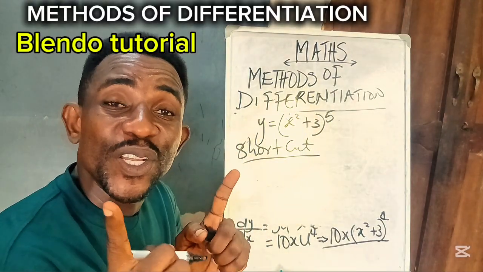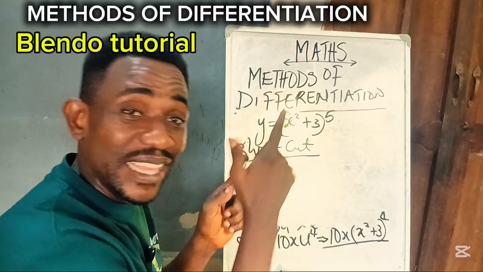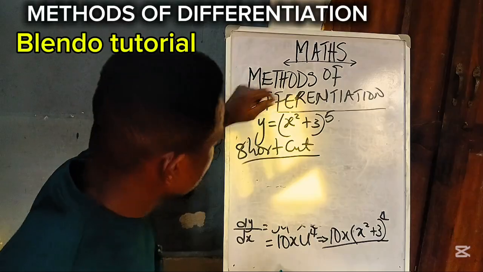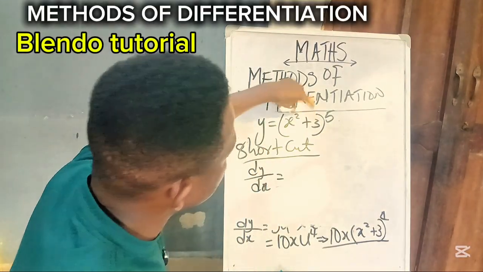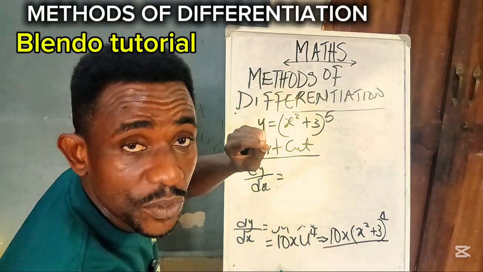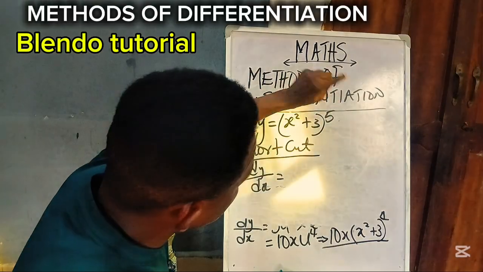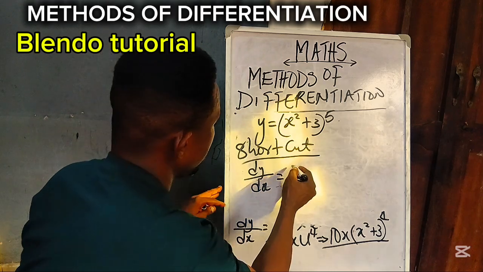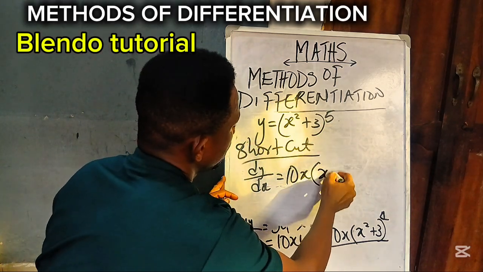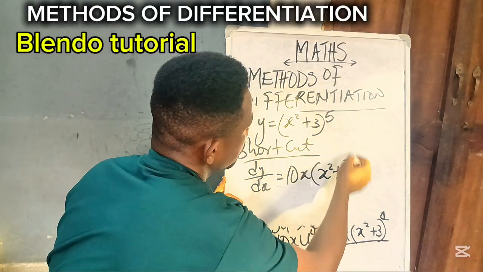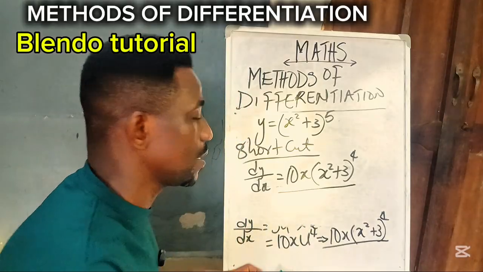What your professor didn't teach you in secondary school, in the lecture hall. We write dy dx equal to differentiate inside. So when you differentiate x squared, you have 2x. Differentiate 3, you have 0. So 2x multiplied by 5 will give you 10x. So you reduce the power. 5 minus 1, which is 4. Beautiful. That is the answer.